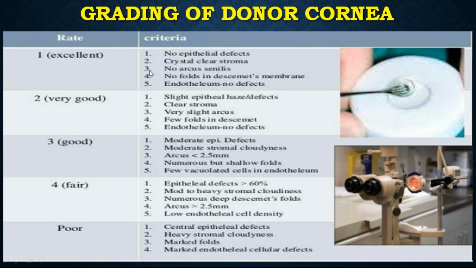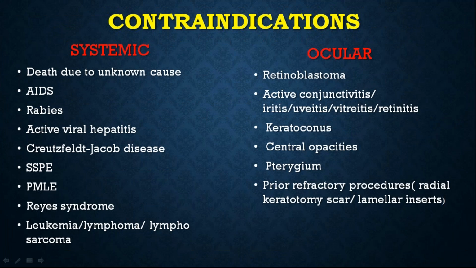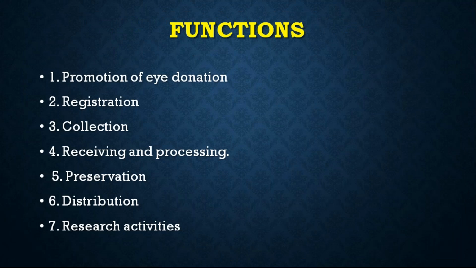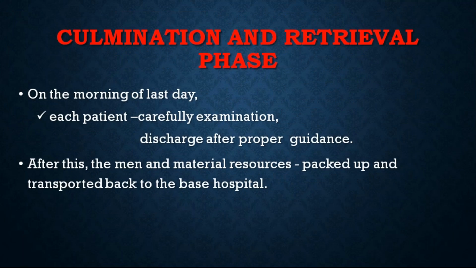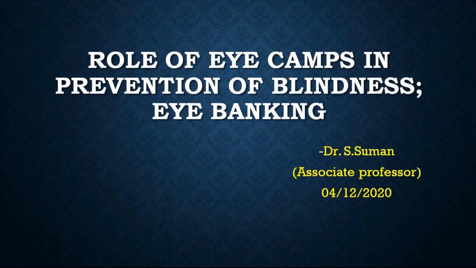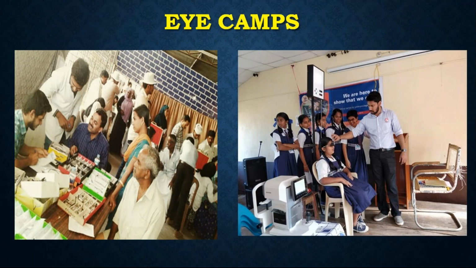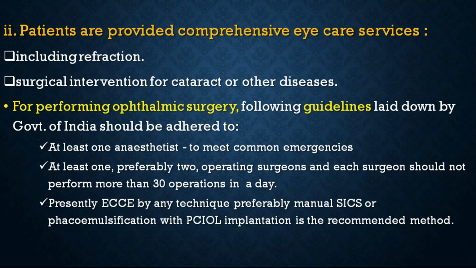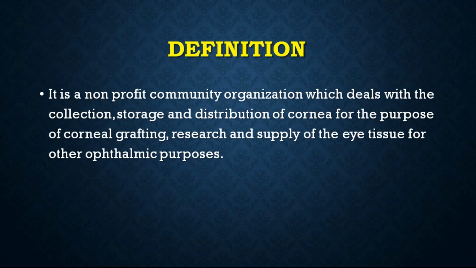This is the grading of donor cornea. Eye banking is an important essay question for you, and eye camps is also an important question. Role of eye camps in prevention of blindness and eye bank. These two can be asked as two separate 4 marks questions or two separate essay questions. Eye banking, you have storage medium, you can be asked as 2 marks questions or one 4 marks question. Eye banking is an important essay question.